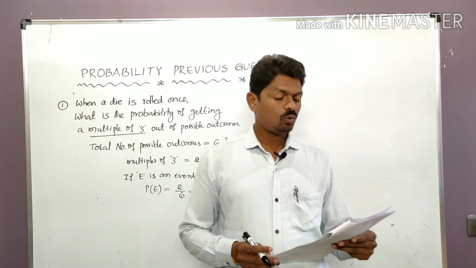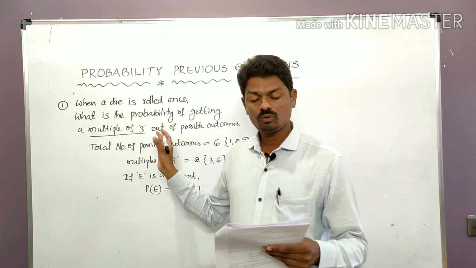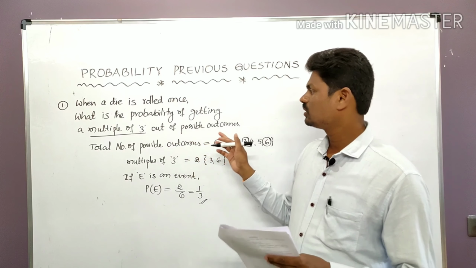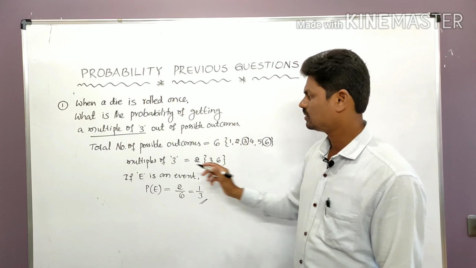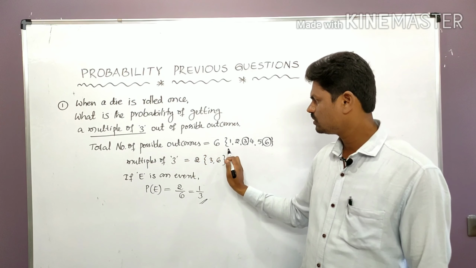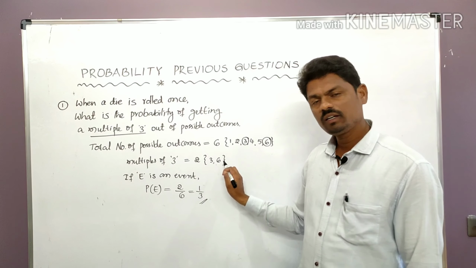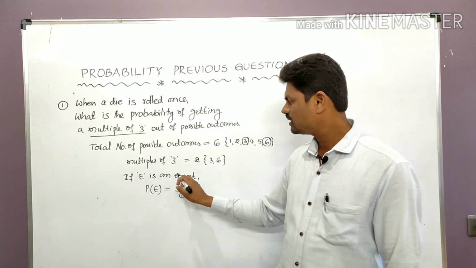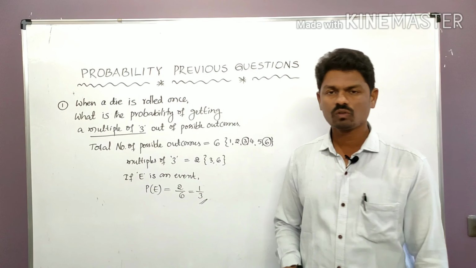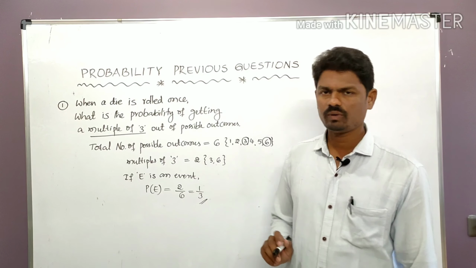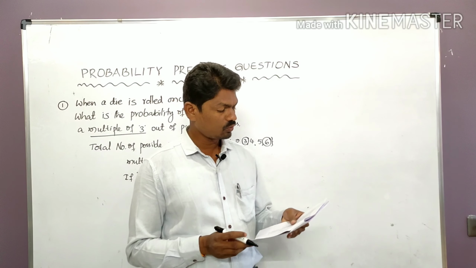When a die is rolled once, what is the probability of getting a multiple of 3 out of possible outcomes? First you have to write total number of possible outcomes are 6, and multiples of 3 are 3 and 6. There are 2. So if E is an event, then P of E is 2 by 6, that is 1 by 3. That's all.